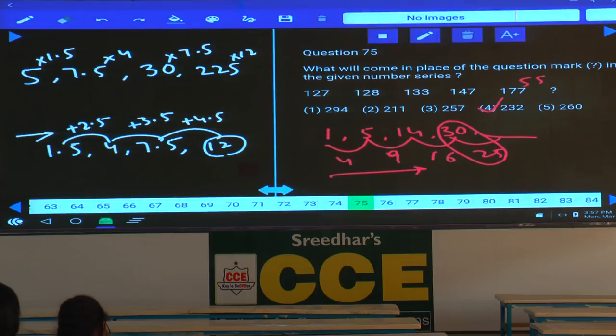Yes, any doubts in this paper? Anything to be explained once again?